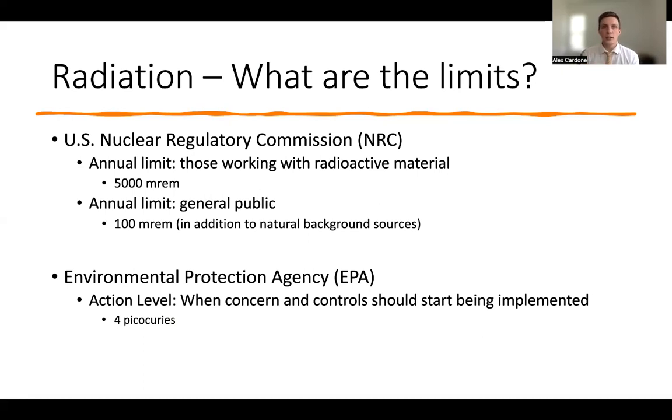But there's another one that is important to understand. The EPA, or the Environmental Protection Agency, also sets an action limit. An action limit is typically defined as when concern or controls should start to be implemented. And they've set that at about 4 picocuries. So it's a different unit of measure than millirem, but that's an important number to understand. The EPA's action level for radiation starts at 4 picocuries.